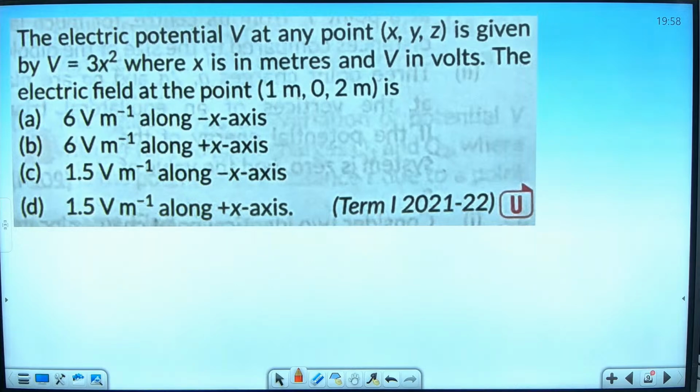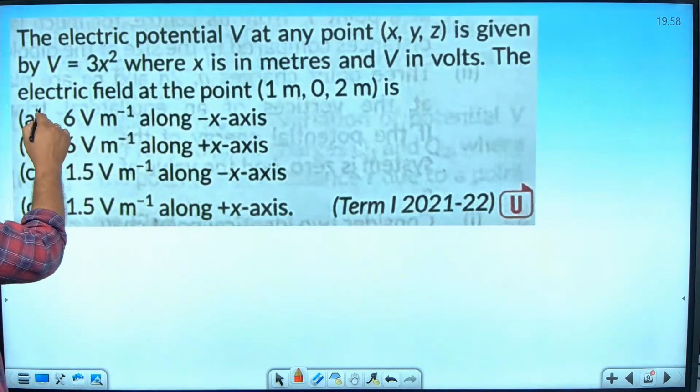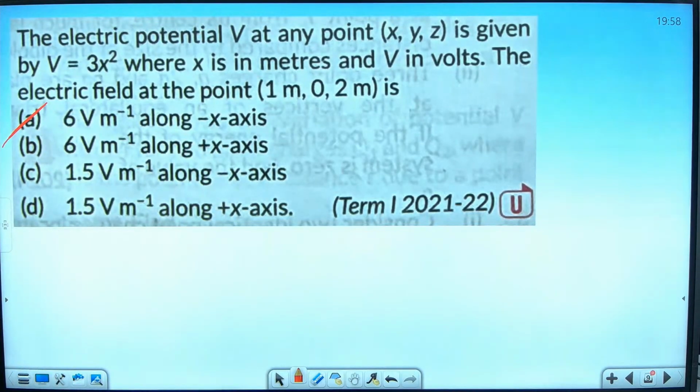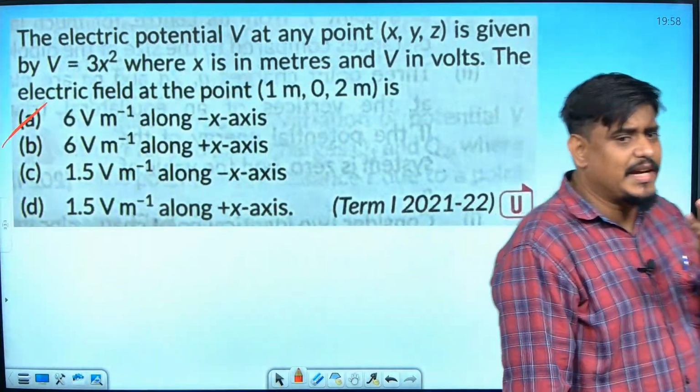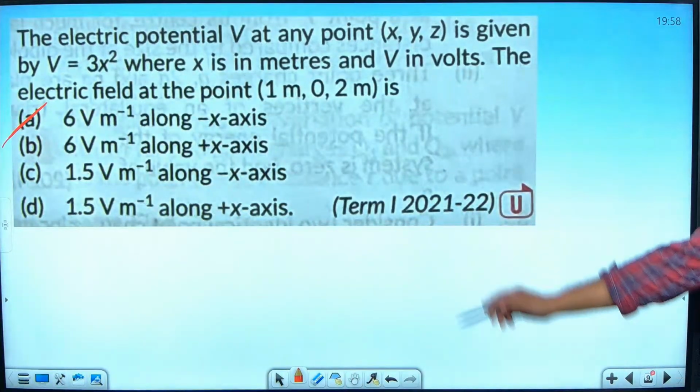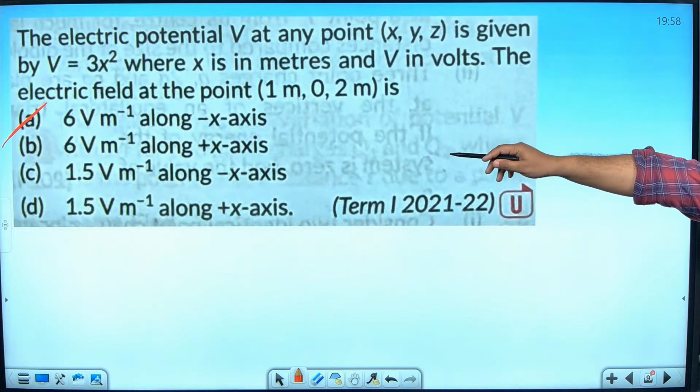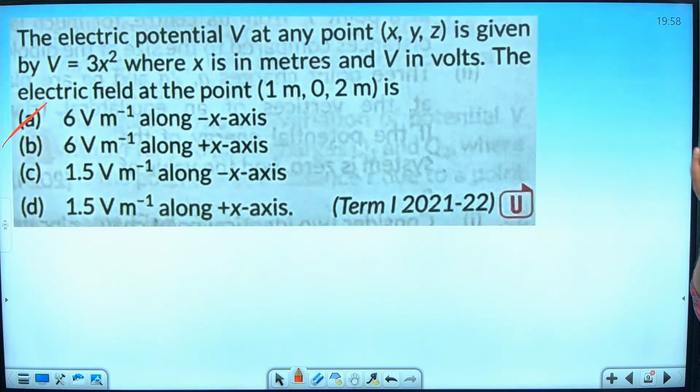Option A, obviously 6 along negative x axis. A is the answer. Anybody has doubt in this? Electric field is negative gradient of electric potential. So minus dV by dx if I do. You may ask why not dV by dy? Because y term is not there, it will be 0 only, and dV by dz will be 0 only.